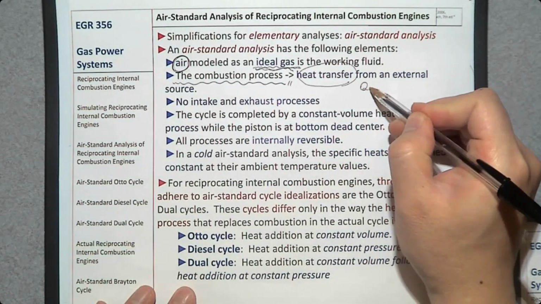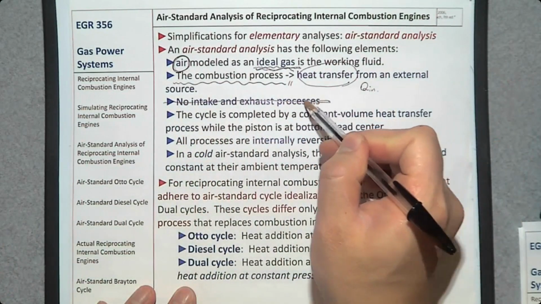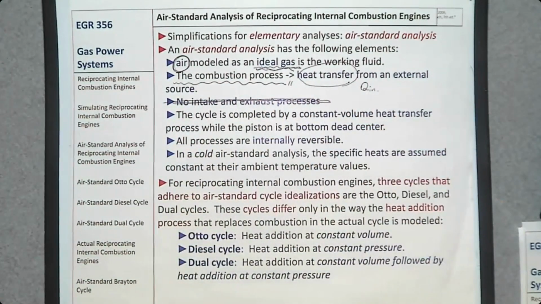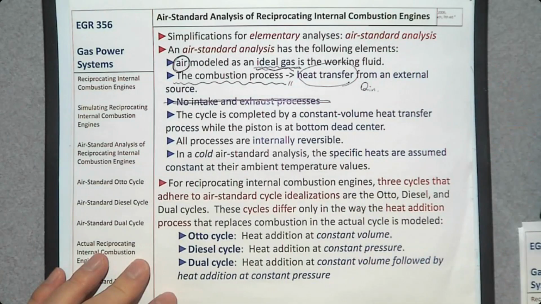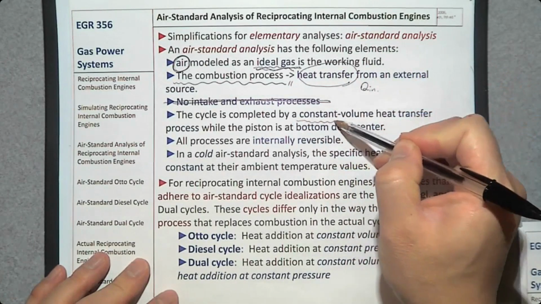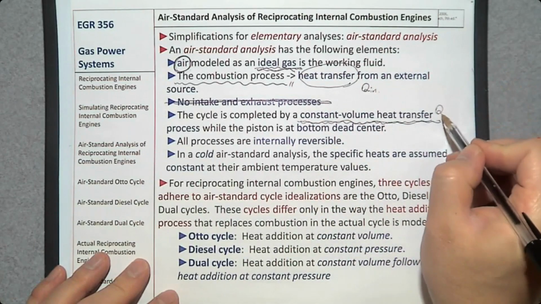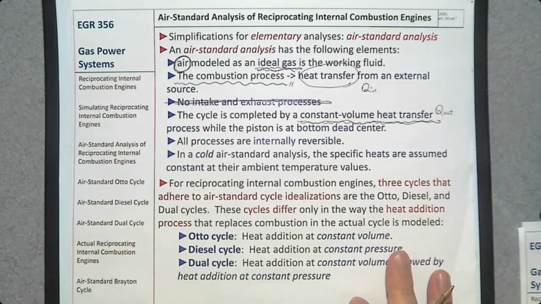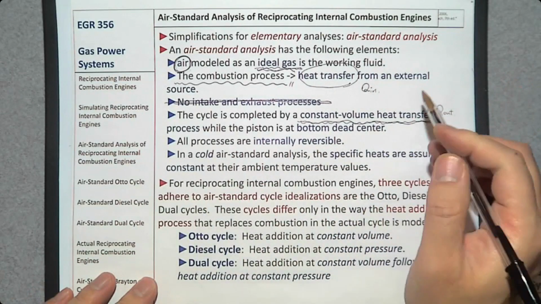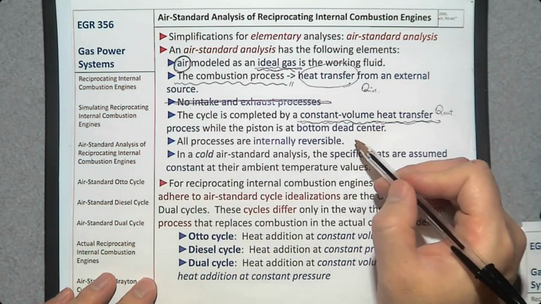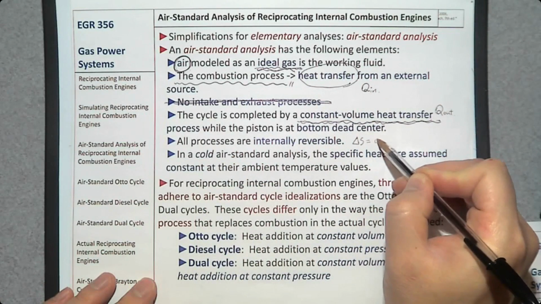The combustion process can be replaced by heat transfer from an external source. So that's going to be Q in, and we are going to neglect intake and exhaust processes, and the heat transfer in and out can be assumed to be constant volume heat transfer. So there should be Q in and Q out. And we assume that all processes are internally reversible, which means that entropy S remains constant. So the change of S is zero.